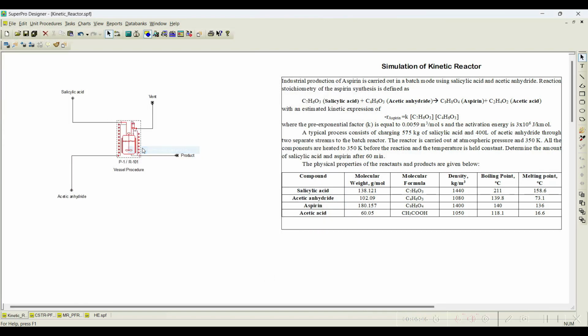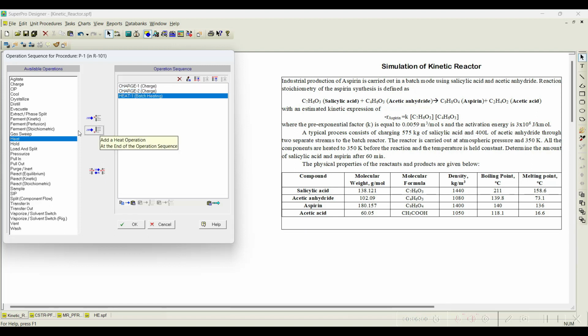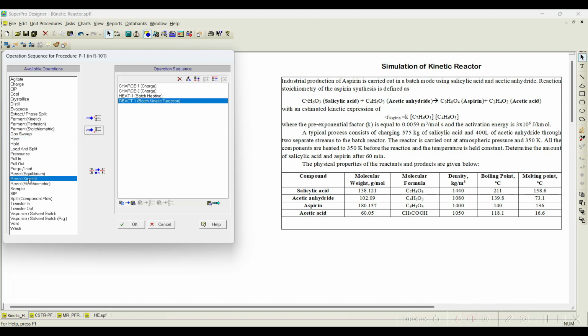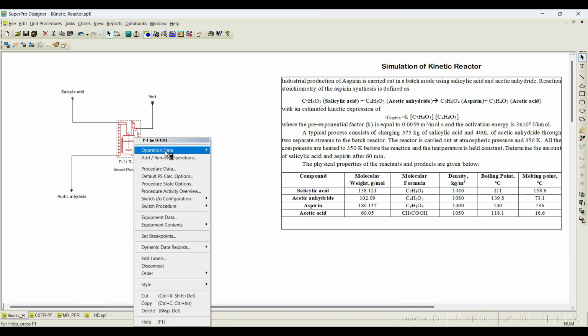Now we need to add the operations. What operations are required? We need two charges, because we need to charge salicylic acid and acetic anhydride separately. I need to heat the reactants to a particular temperature, then react. Here the react operation uses the kinetic information we simulated, and then a transfer out operation. Only these operations are required as per the problem statement. Click OK.